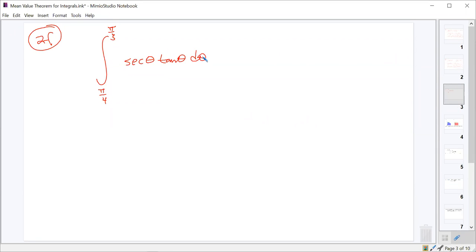Okay. So secant theta tangent theta is one of the rules off of the integral rule sheet that's posted in the Google Drive. So the integral of secant theta tangent theta is just secant theta. So this should just become secant theta, and we'll then evaluate it from pi over 4, our lower limit, to pi over 3, our upper limit, which means just plug those in. Secant of pi over 3 minus secant of pi over 4.